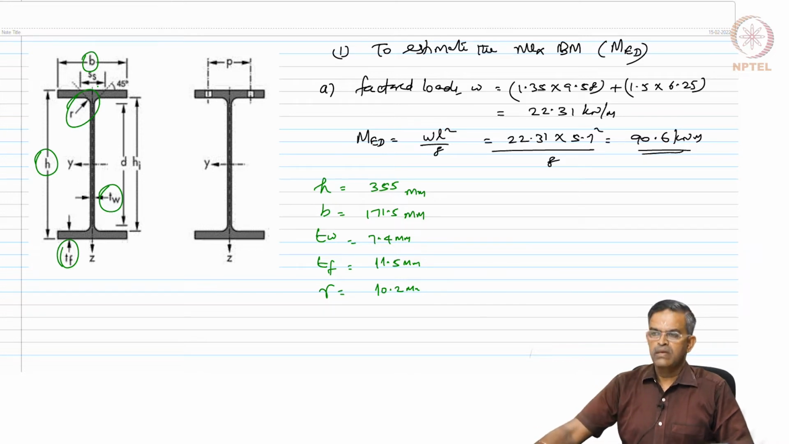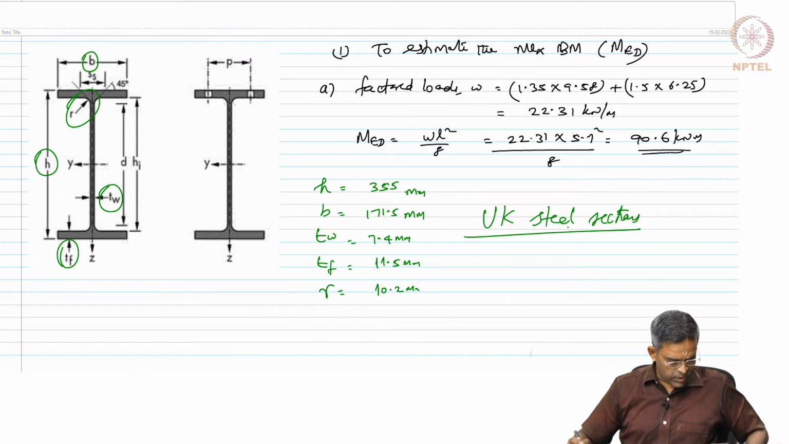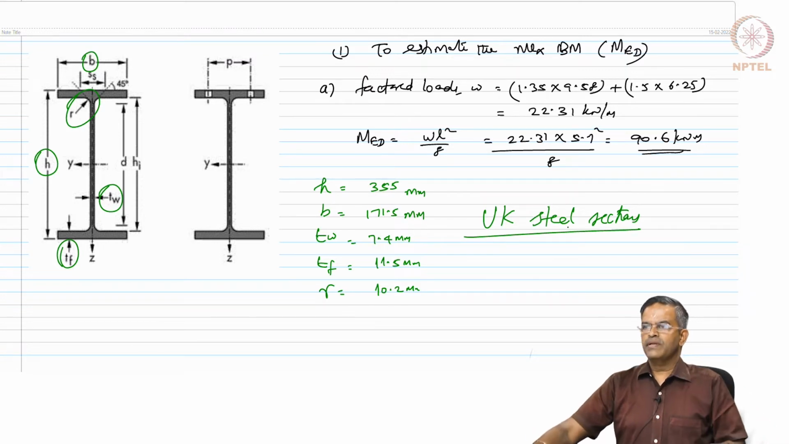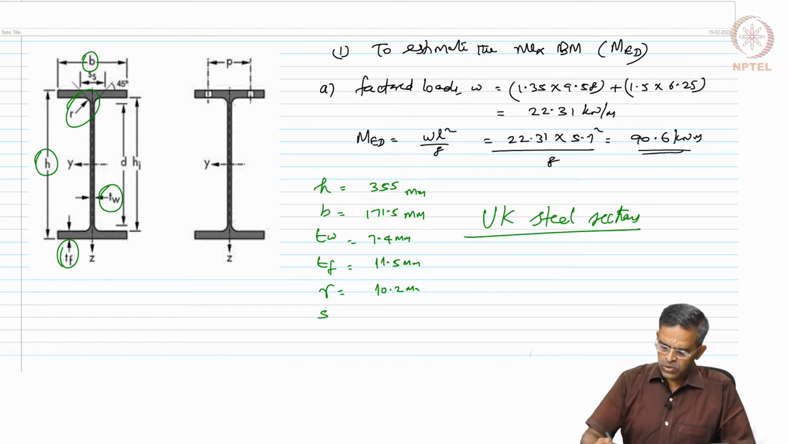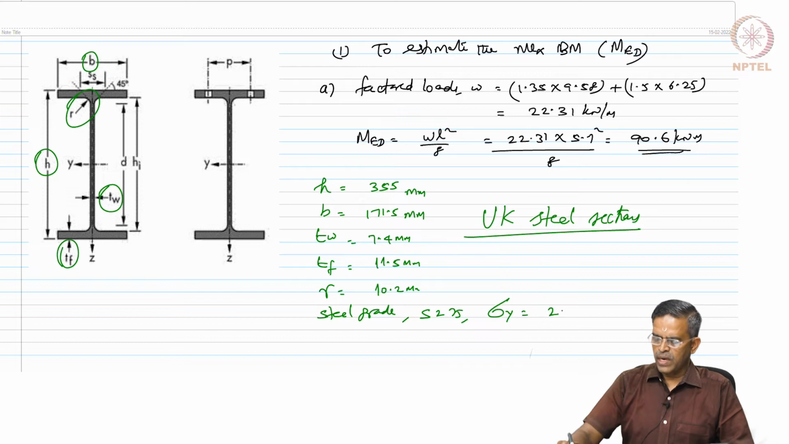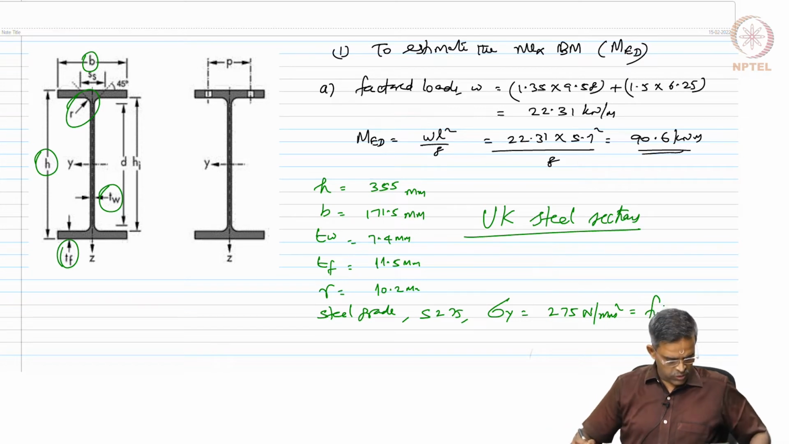These are available in the standard tables, they are referred as UK steel sections. Similar are also available in Indian code. We have Indian code SP 61, which will give you the section properties. So, the steel grade which is being used is S 275, which means sigma y is 275. Yield strength is 275 Newton per mm square. We will use Fy because that is the symbol used in Eurocode.